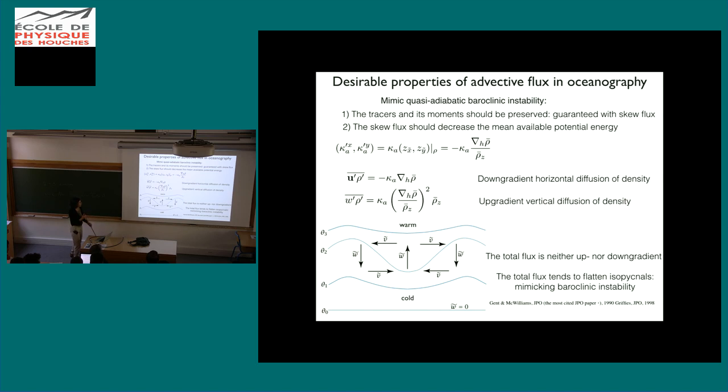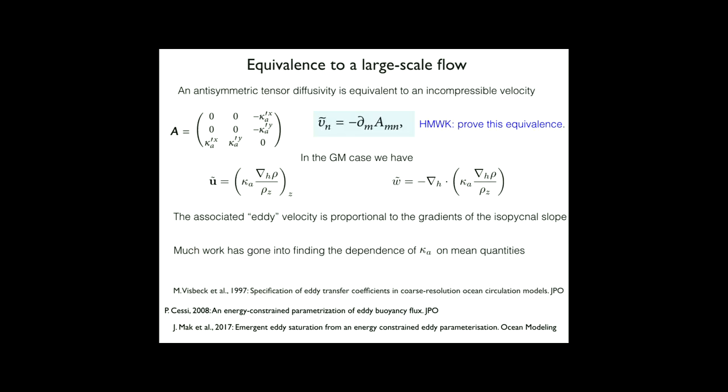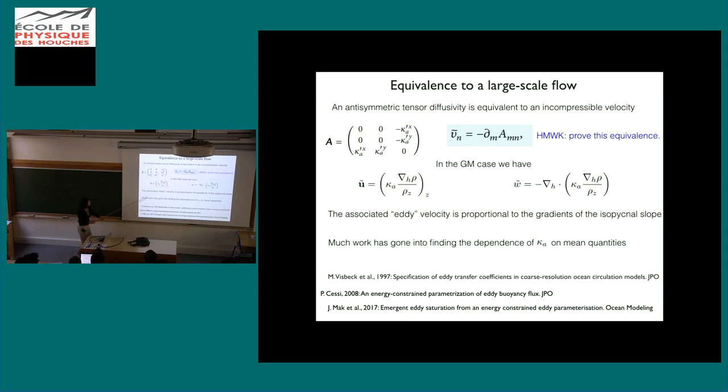And you can show that indeed this formulation reduces the available potential energy like baroclinic instability does. And you can show that when you have an antisymmetric tensor applied to a tracer diffusion, that is equivalent to a velocity advecting the tracer whose components have this form. And it's not difficult to prove. It's just like two lines of algebra.